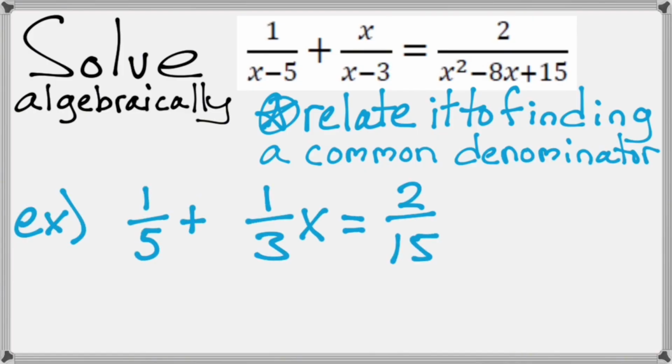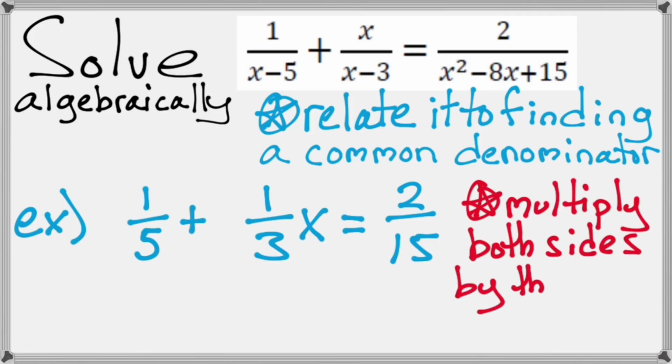Here is a simplified version of the situation you're in. Notice how I removed the x's from the denominators and only left the numbers of 5, 3, and 15. Now, this equation is absolutely something you might have seen in an Algebra 1 classroom, and here is the strategy that you're going to need to use today in order to solve it.